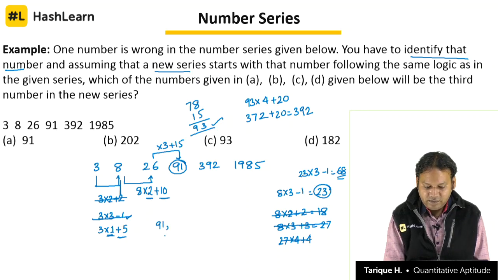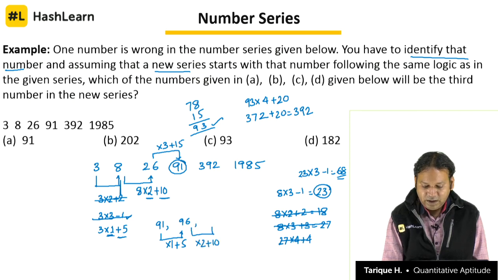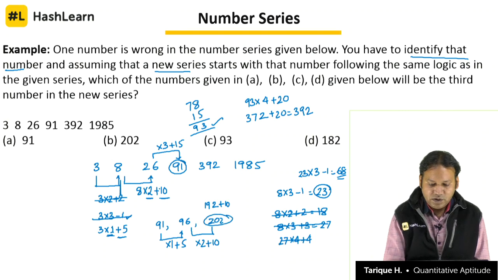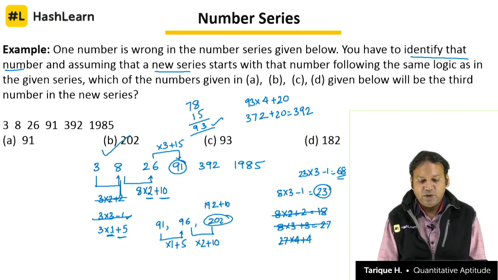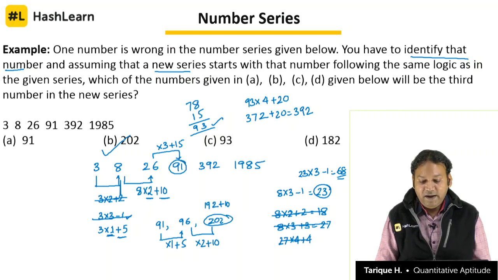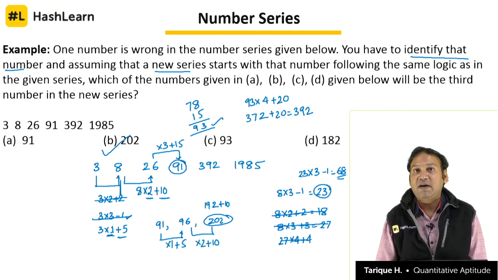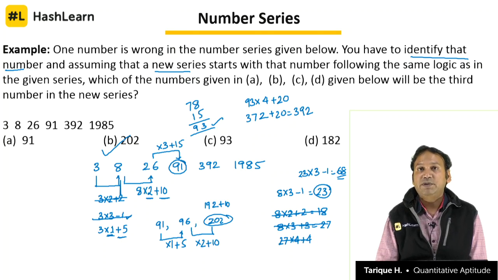So 91, next number into 1 plus 5, that means 96. Next number into 2 plus 10, that is 96 into 2 is 192, plus 10, that is 202. So what is the answer here? 202. That's answer option B. The answer is option B. When you form a new series with 91, which is the wrong number, the third number which you get is 202.